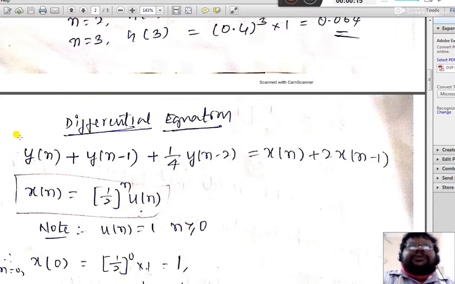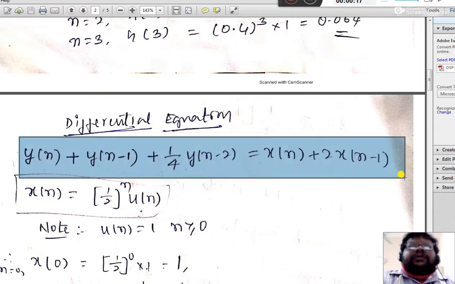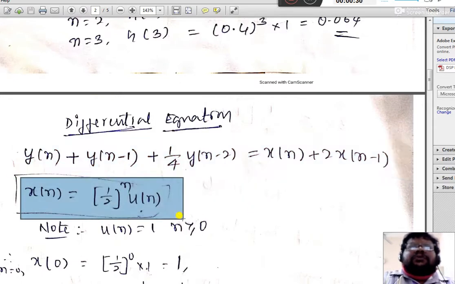We have been given one differential equation: y of n minus y of n minus 1 plus 1 by 4 times y of n minus 2 is equal to x of n plus 2 times x of n minus 1. This is the equation which has been obtained, and it says that x of n is equal to (1 by 2) to the power of n into u of n, and we know that u of n is a step function which is equal to 1 for n greater than or equal to 0, and u of n is equal to 0 for n less than 0.